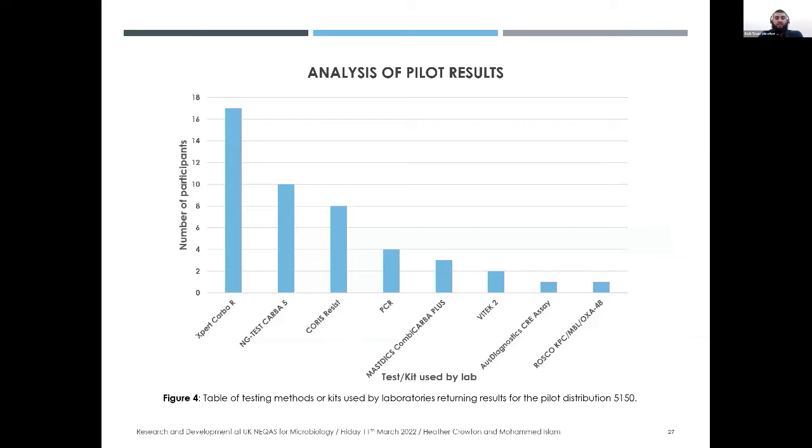The results showed that the most common method for genotypic testing was the Cepheid Xpert Carba-R platform, with 17 participants using this method. The next most common testing method was the NG-Test CARBA 5, followed by the Coris Resist and an in-house PCR testing. This showed that there is a wide range of testing methodologies carried out in the various labs, with molecular methods being the most common testing methodology, followed by the use of immunochromatographic tests.